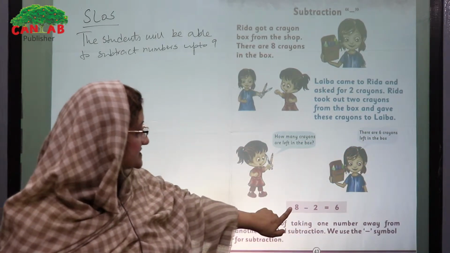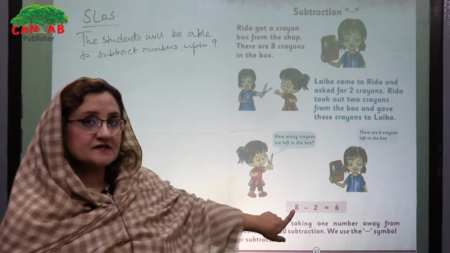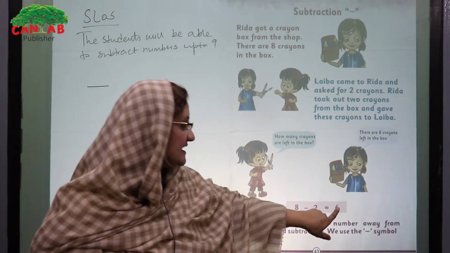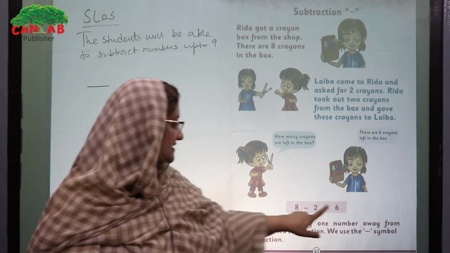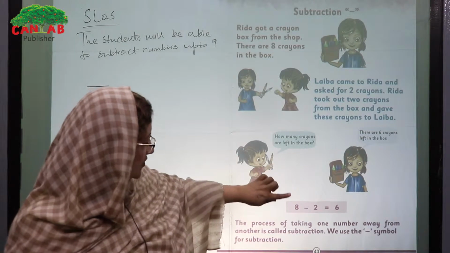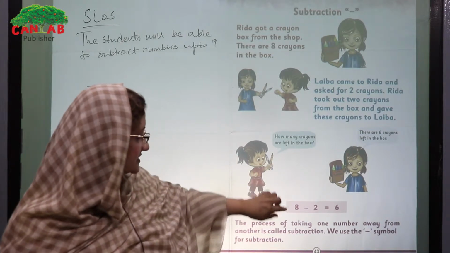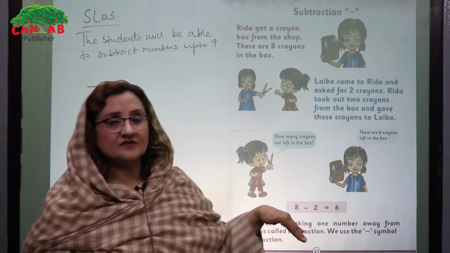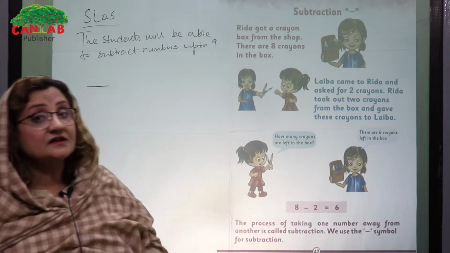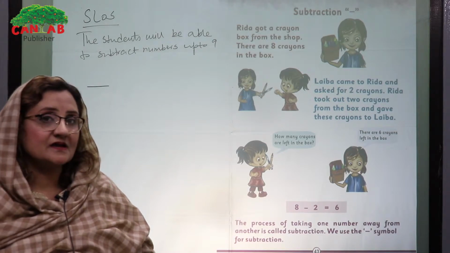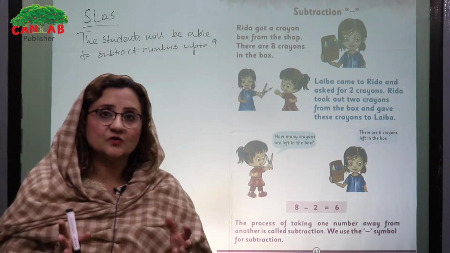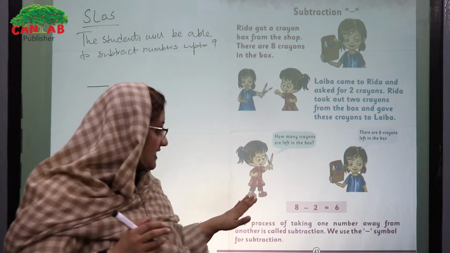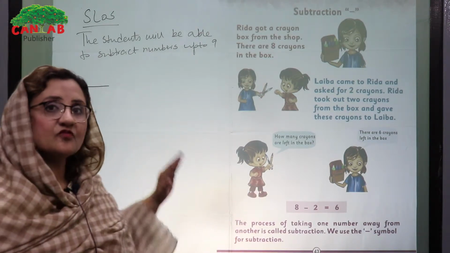Look here. She had 8 crayons and she gave 2 crayons to her friend, and now she has 6 crayons. This process is called subtraction, the process of taking one number away from another number. Dear teachers, remember that at this age, we don't have to compel the student to learn the definition. We have to clarify the idea. After this, we can invite them for the book work.